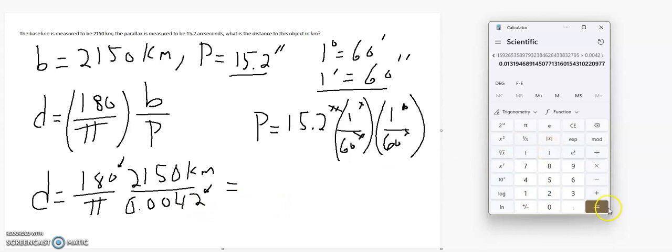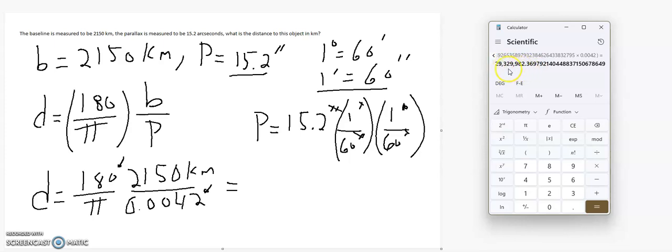All right, and then this will give me my answer. So this is how far away this thing is. Remember, this is in kilometers. So here, let's put it in scientific notation and round it to 3 places past the decimal.